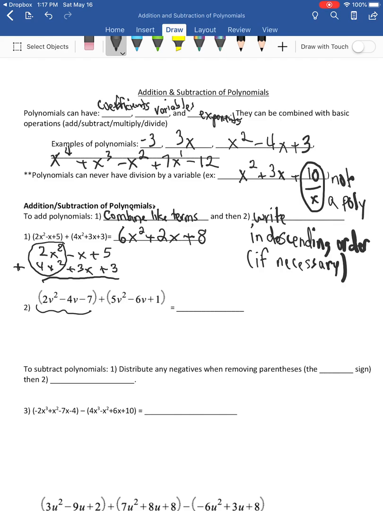All right, so the next one, 2v squared minus 4v minus 7 plus 5v squared minus 6v plus 1. Okay, so notice I have like terms directly underneath each other. So that's going to combine to 7v squared minus 10v minus 6. Okay, and that's really all that there is to adding polynomials. It's just essentially combining like terms.